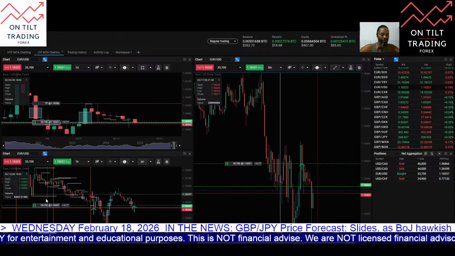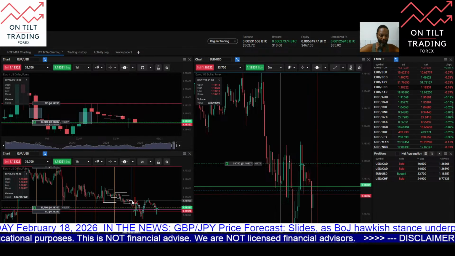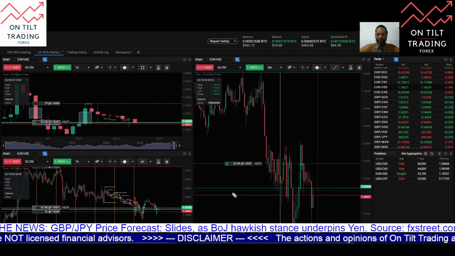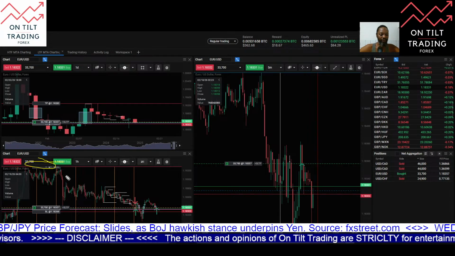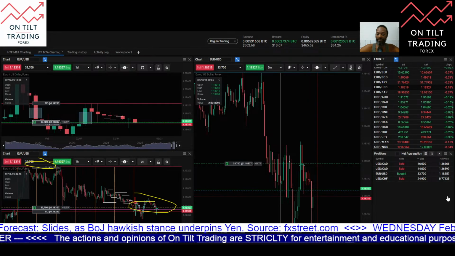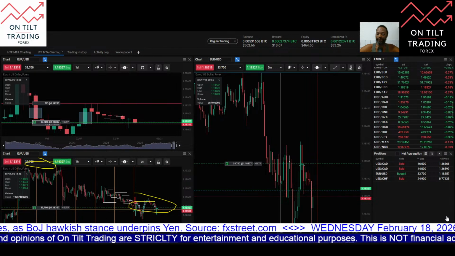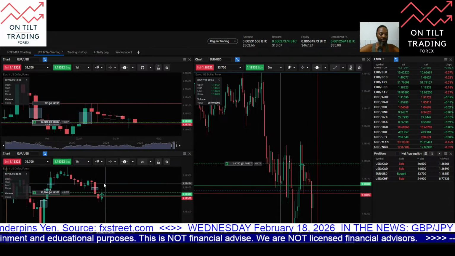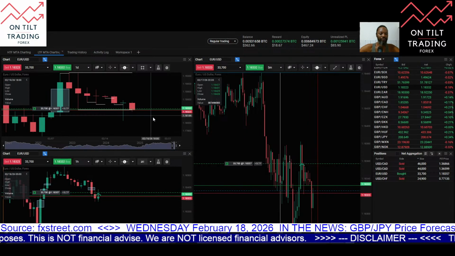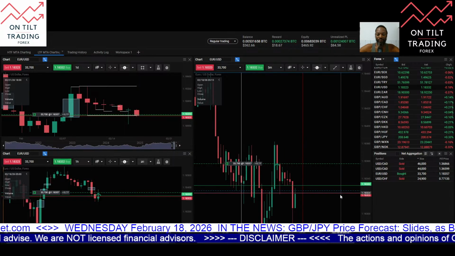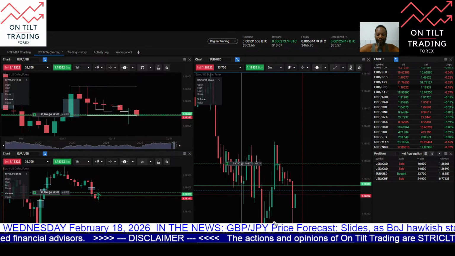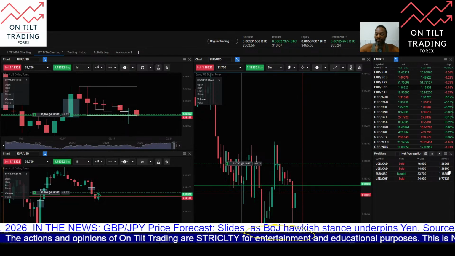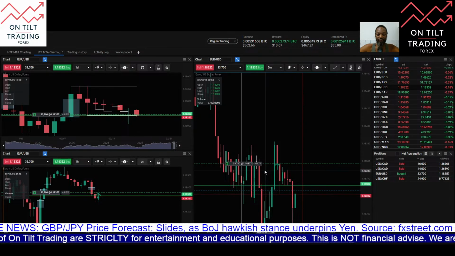I'll pull it up here on the 1 hour chart. You can see quite a bit of distance here to go, and you can see my stop loss was just tested pretty good here. You can see here price action dipped here and tested my stop loss.